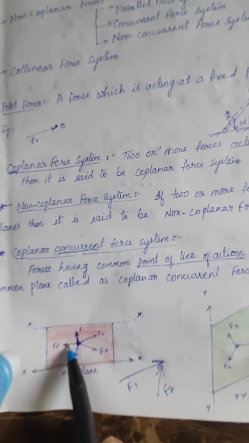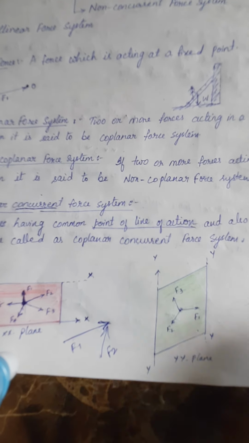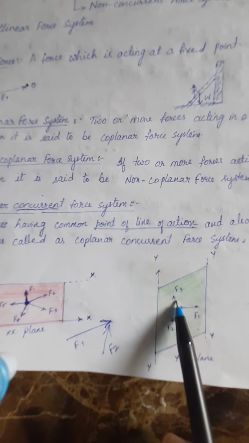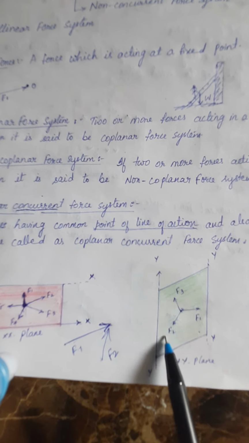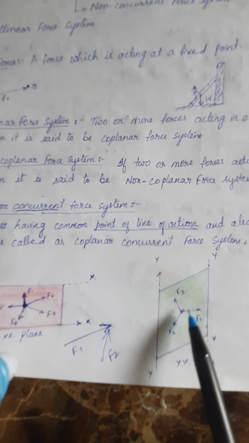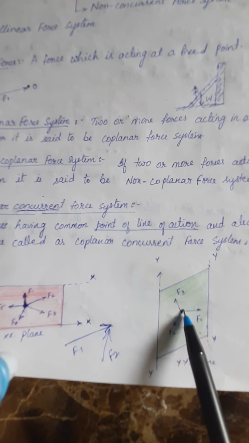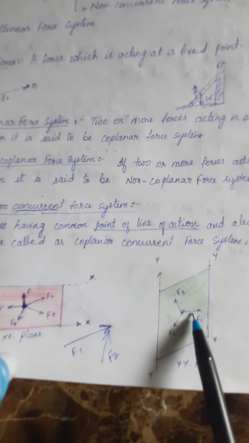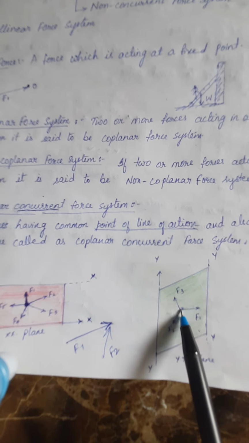This is a concurrent force system. Again we have here 3 forces, F1, F2 and F3. These are also acting in one single plane. That is, I have considered here plane YY. They are meeting at one point, or they are emerging out from the one plane. Or we can also say their line of action is meeting at one single point.